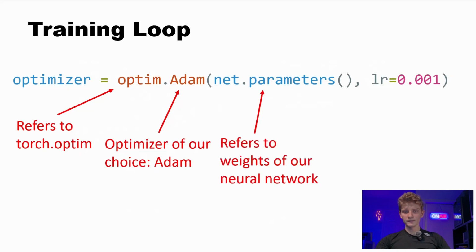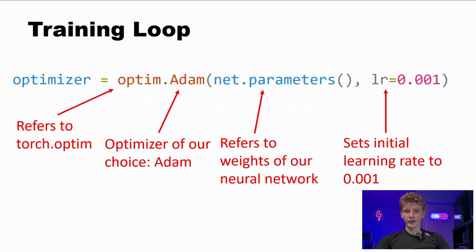And in the parameters, this first one refers to the weights of our neural network. That's what net.parameters actually refers to. And we also set the initial learning rate. And here we set it to 0.001.